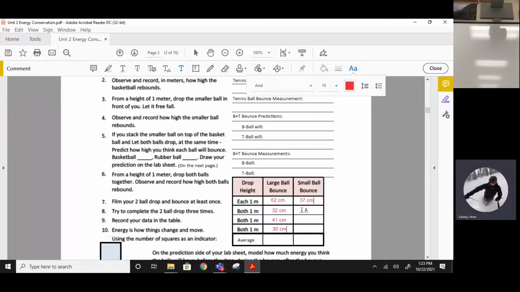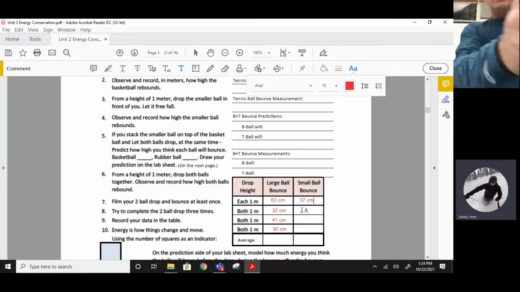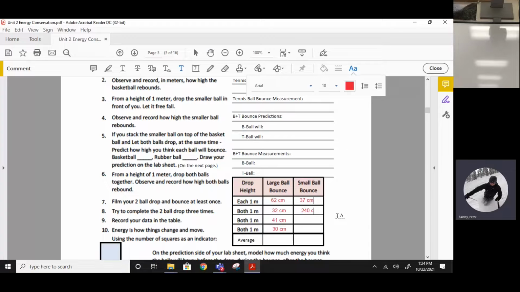Meanwhile, when it was dropped perfectly straight so that the tennis ball shot straight up instead of shooting off to the side, we had some kind of, I think, amazing results. We had like 240 centimeters, 210, and 260. Let's call it 265 just to make it interesting.